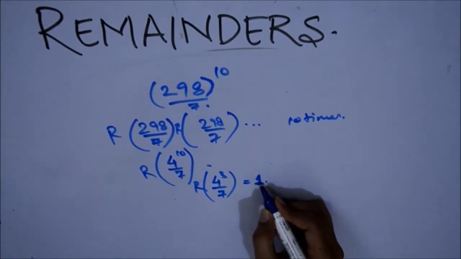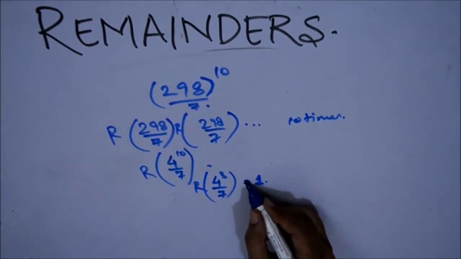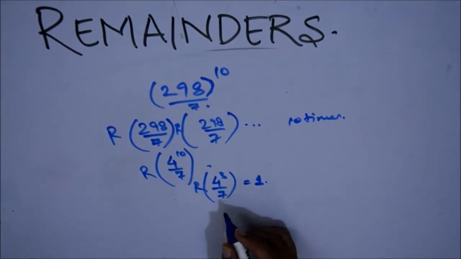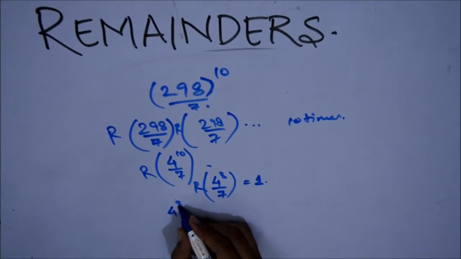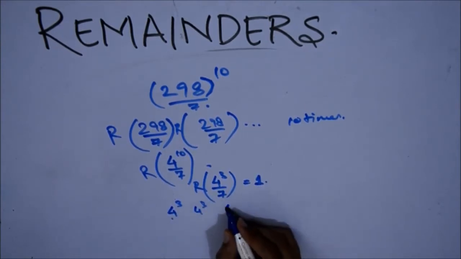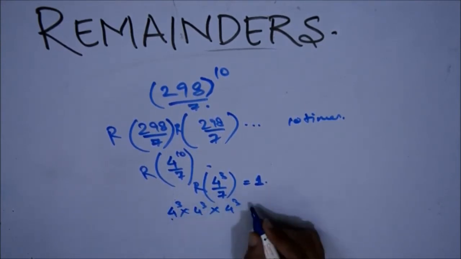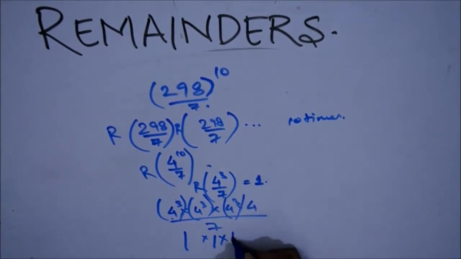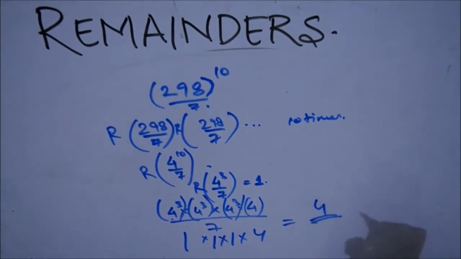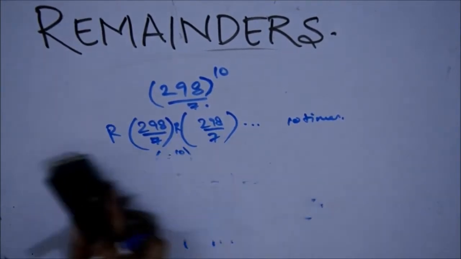Now 4 cube is 64, and 64 by 7 gives a remainder of 1. Therefore, 4 to the power 10 by 7 can be rewritten as 4 cube, 4 cube, 4 cube, and 4. Each 4 cube gives a remainder of 1, and the last 4 gives a remainder of 4. So the answer is 4. As simple as this, we have calculated the remainder.